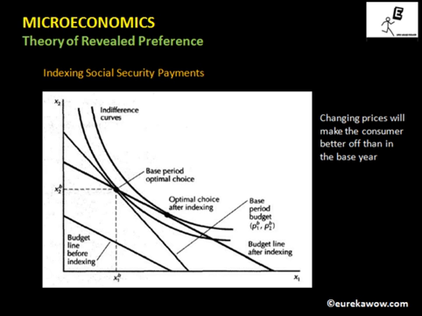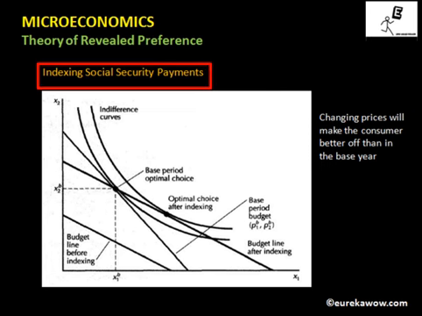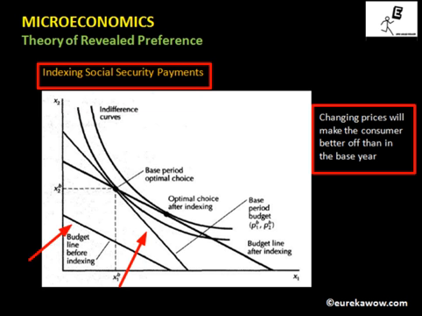Coming to the last portion of the chapter on the theory of revealed preference, is the indexing of the social security schemes. So what we are going to infer from this analysis is that changing the prices will make the consumer better off than in the base year. So what is the initial budget constraint with the base period? This is the initial budget constraint with the base period, and this is the budget constraint in the future period before indexing. As you can see here, this is the budget line before indexing.